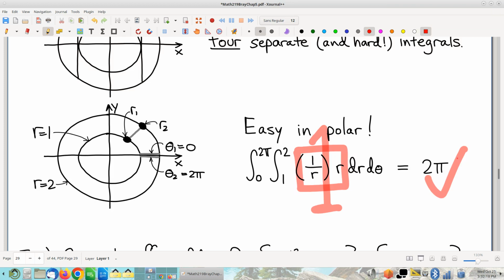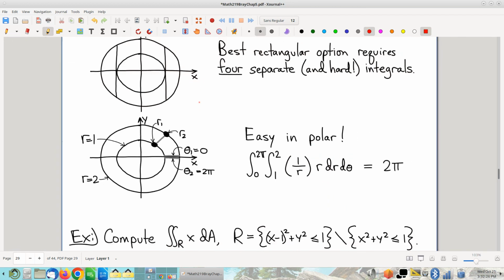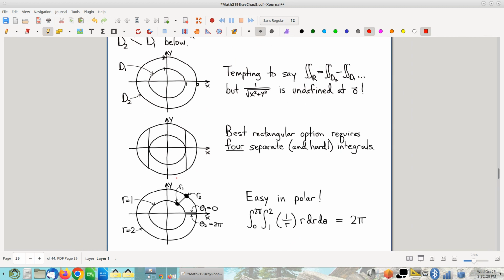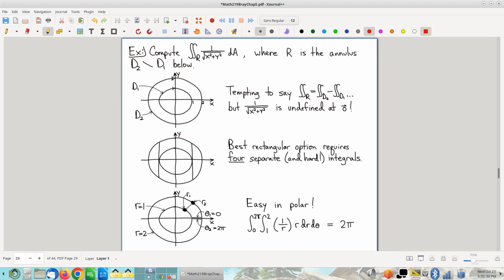Yeah? Sorry, how'd you get the 1 over r? Oh, yeah, thank you. That is from the statement of the original integral that we're interested in. Our integrand is 1 over the square root of x squared plus y squared, and that's just writing it in polar coordinates. Yeah, totally. Everybody happy?